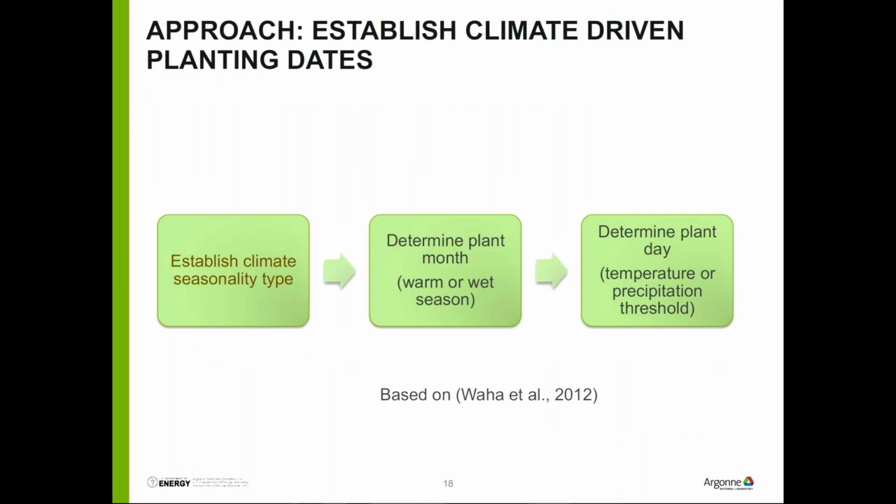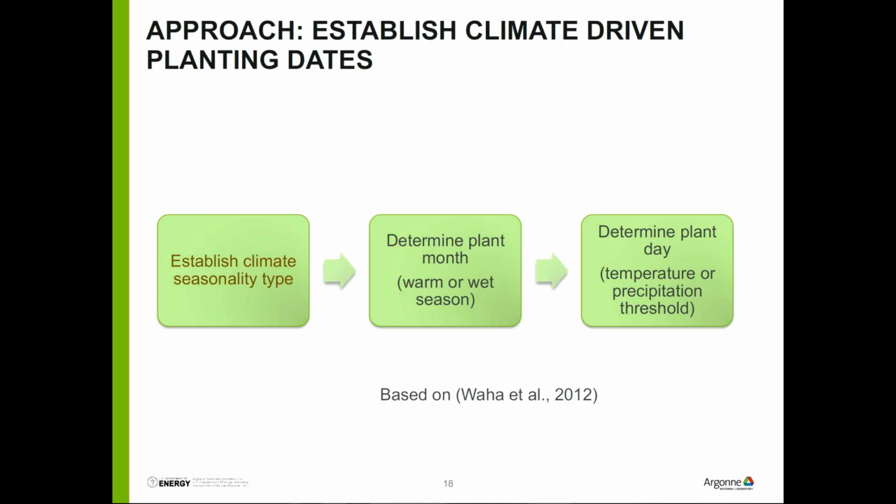And so the way that we want to address this is by changing how we establish planting dates in the model. And so going beyond just these current temperature thresholds, but also adding seasonality for precipitation as well, especially it's going to be important in the tropics.